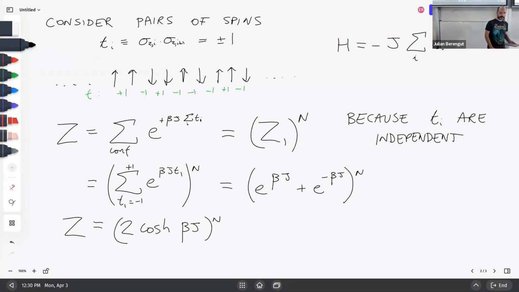Here's my partition function Z. If I take the derivative of the logarithm of this, is that what you're asking? Take the derivative of this thing.